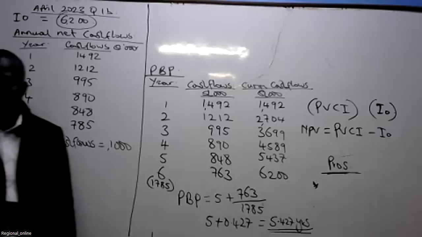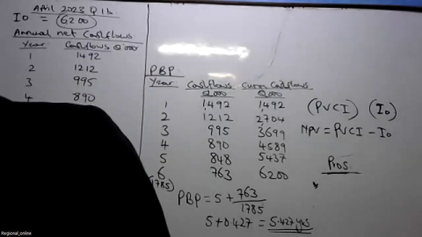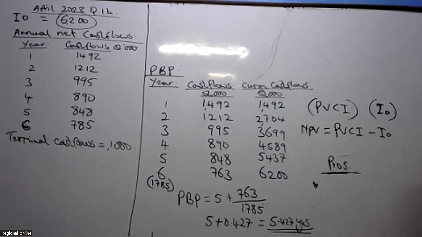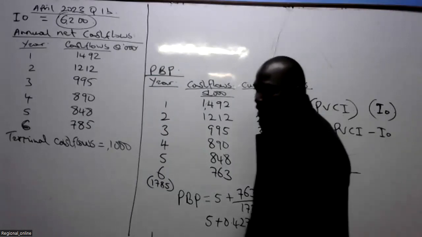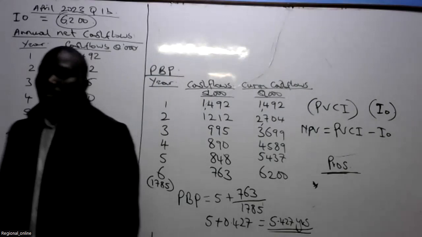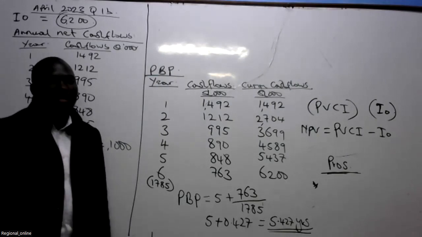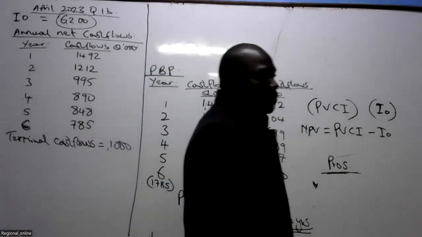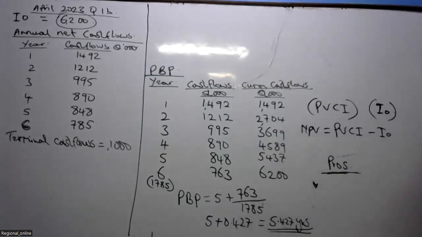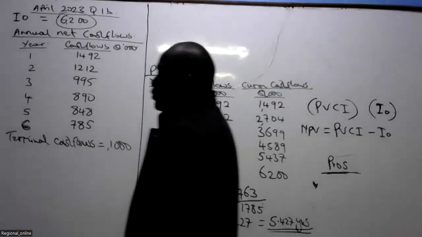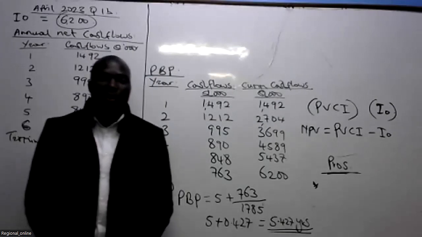So another limitation, that is number 3. It may conflict with IRR. IRR stands for internal rate of return. It may conflict with IRR when comparing mutually exclusive projects with different initial outlays.